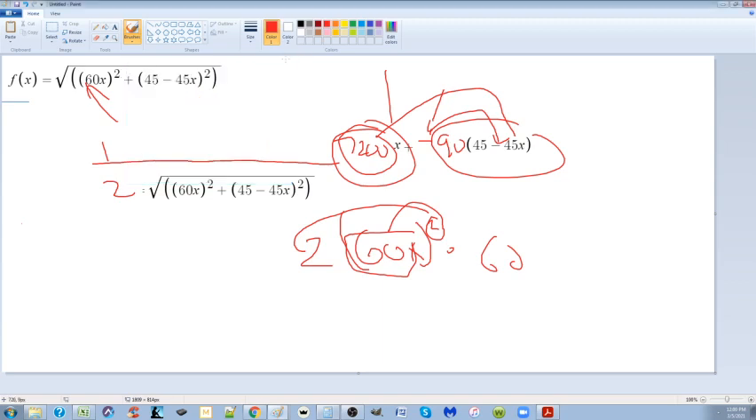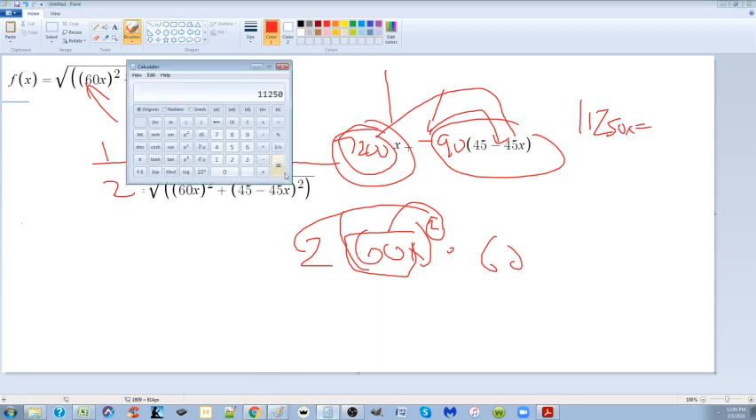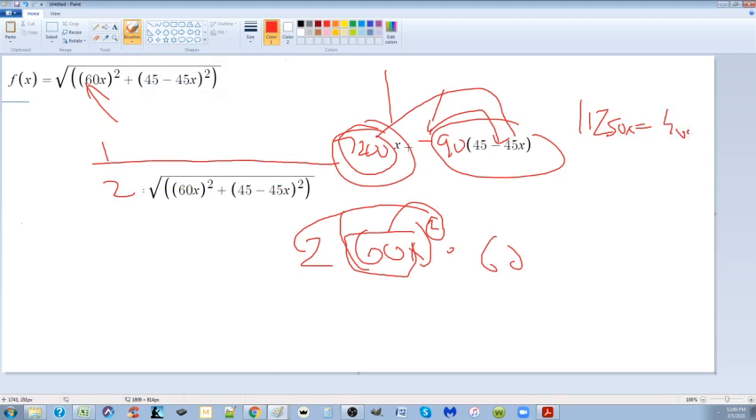A minus 90 times a minus 45 is not a minus, it's a plus. So right here, I'm forgetting that this is going to be 7,200 plus that. Yeah. So I get 11,250x is equal to whatever 90 times 45 is, 4,050.